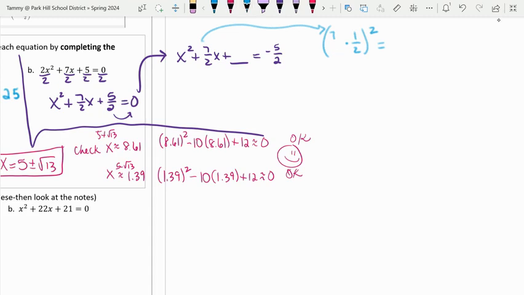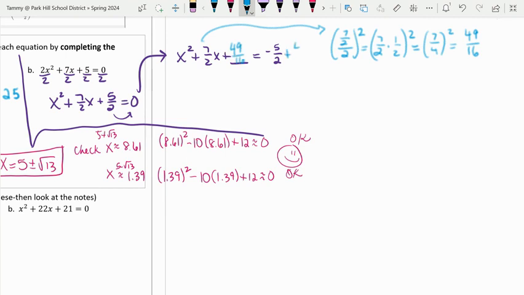So let me write that out a little bit more. This is the same as saying 7 over 2 divided by 2 quantity squared is the same as saying 7 over 2 times 1/2 quantity squared. Doesn't matter to me how you think about it. You can use your calculator in either one. So you get 7 over 4 quantity squared. So 49 over 16. That's what goes in the blank.